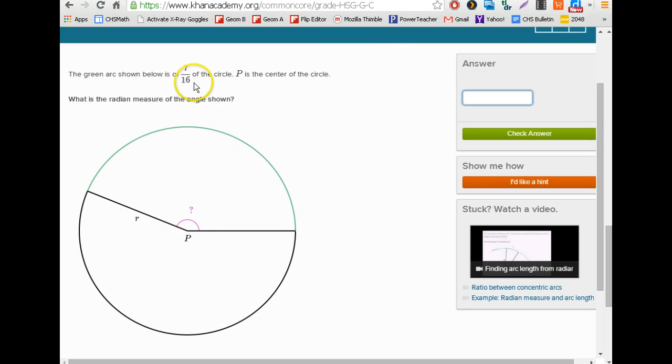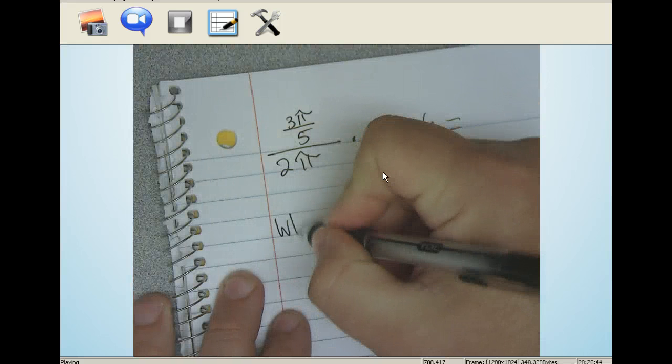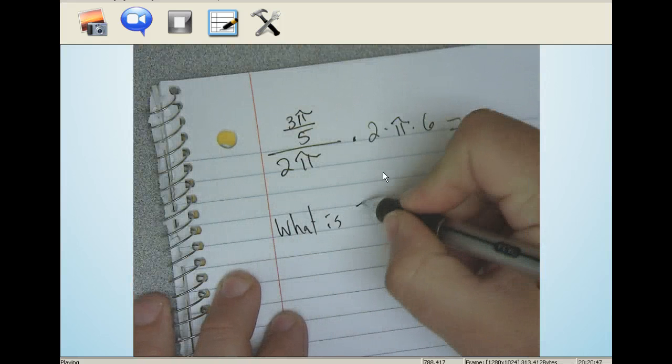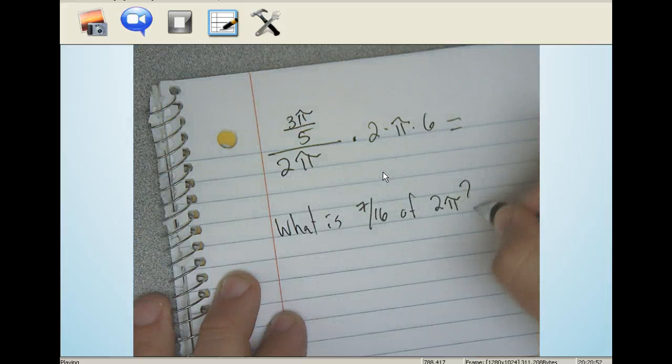Okay, the green arc shown below is 7/16 of the circle. P is the center of the circle. What is the radian measure of the angle shown? So if this right here is the angle shown in green, oh yeah, this angle right here, right? So it's 7/16 of 2 pi, right? We actually write this question out in English. We say, what is 7/16 of 2 pi? Question mark.